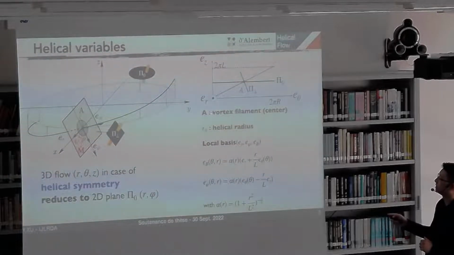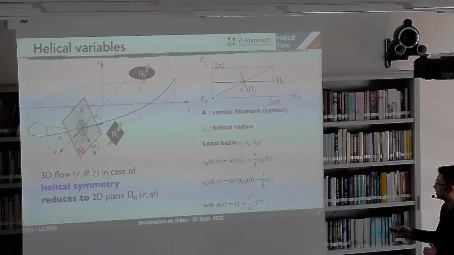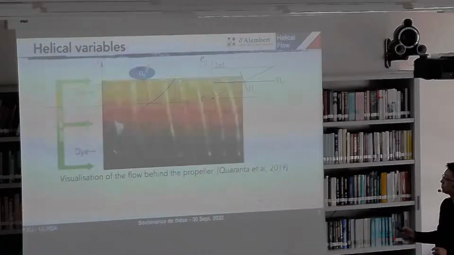A is the center of the vortex filament, or vortex, and R_A is the distance between the z-axis and the point, which we call the helical radius. In the same way, we introduce a new orthogonal basis locally in this plane with AB as the direction of the axis, R as usual, and phi as the third component. The parameter alpha here is a normalization parameter.